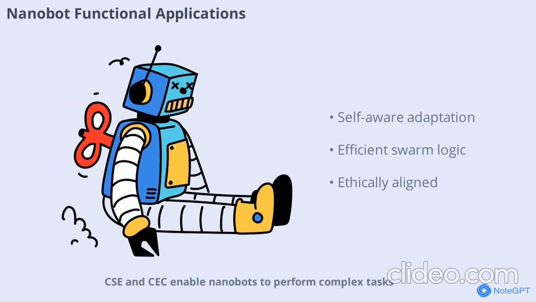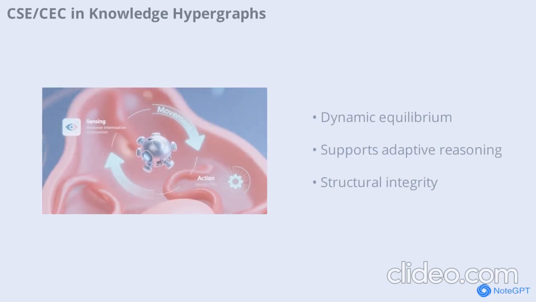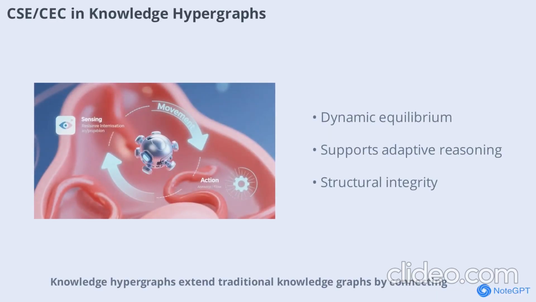CSE and CEC enable nanobots to perform complex tasks, such as repairing damaged cells or operating in swarms within the bloodstream. By balancing exploration and integration, these agents avoid crowding, maintain efficiency, and adapt to local signals. This universal control logic ensures that nanotechnology is not only smart but also self-aware, adaptive, and aligned with ethical and thermodynamic principles.